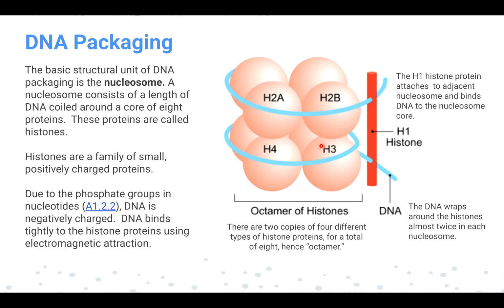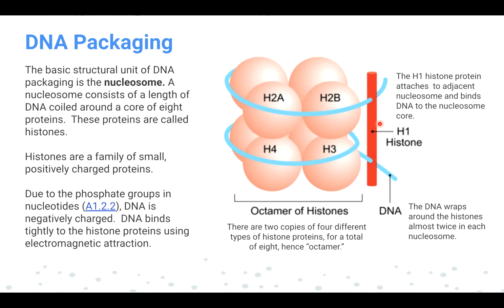Histones are a family of small positively charged proteins. And we know that phosphate has a negative charge. So that charge is cancelled by the positively charged protein. In this way, DNA becomes neutral. Due to the phosphate group in the nucleotide, DNA is negatively charged. DNA binds tightly to the histone protein, making use of electromagnetic attraction, which helps to neutralize the charge.